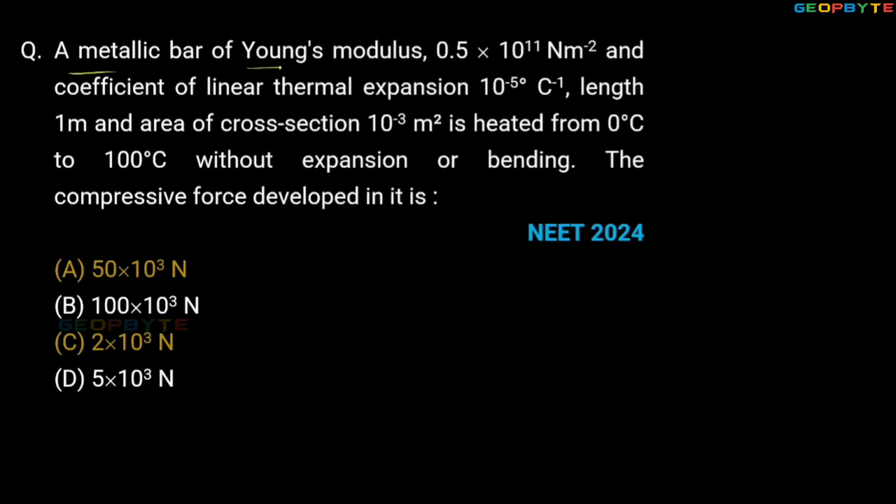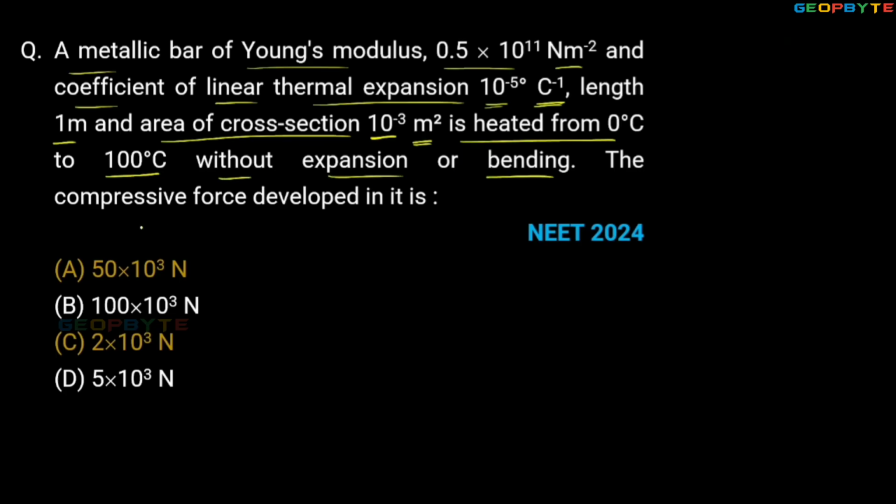Okay, similarly, let us take another important problem, asking like this. A metallic bar of Young's modulus 0.5 into 10 power 11 Newton per meter square and coefficient of linear thermal expansion 10 power minus 5 per degree centigrade, length 1 meter given, and area of cross section 10 power minus 3 meter square given, is heated from 0 degree centigrade to 100 degree centigrade. That means initial temperature is 0, final temperature is 100.